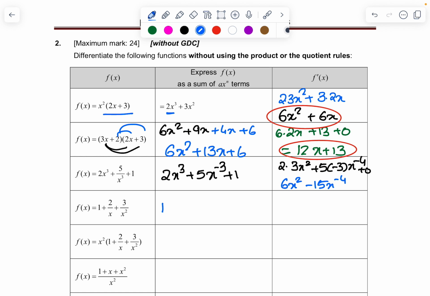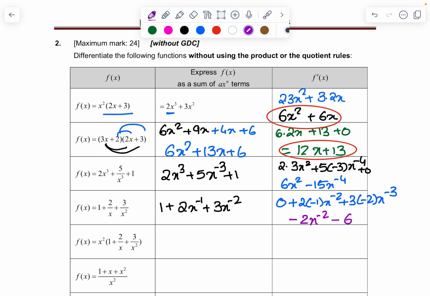Now write it out in standard form: 1 plus 2x to the power of negative 1 plus 3x to the power of negative 2. So it's going to be 0 plus 2 times negative 1 x to the power of negative 2 plus 3 times negative 2 x to the power of negative 3. So it's going to be negative 2x to the power of negative 2, negative 6x to the power of negative 3. Now for this question, I need to expand this one.